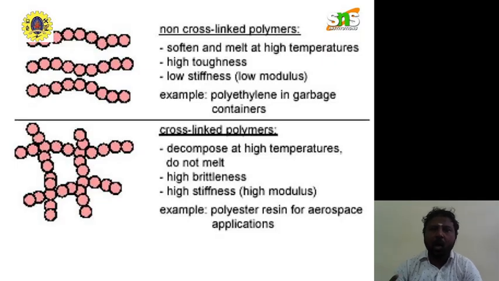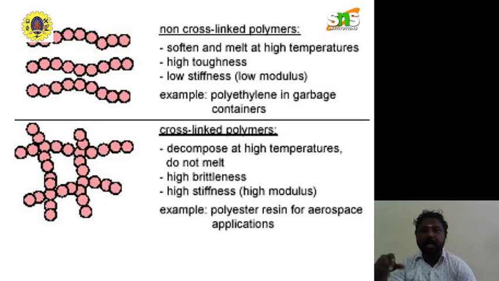We are going to discuss the non-cross-linked polymer and the cross-linked polymer, right? Non-cross-linked polymer softens and melts at high temperature, and has high toughness, right? It will have low stiffness, for example polyethylene in garbage containers, okay? And cross-linked polymer decomposes at high temperature and doesn't melt, okay? It will have high brittleness and high stiffness, okay?